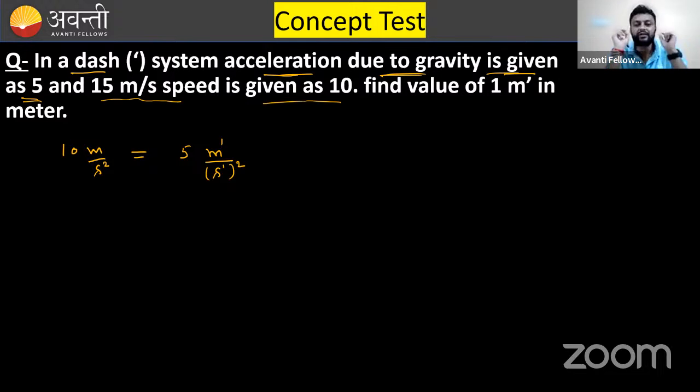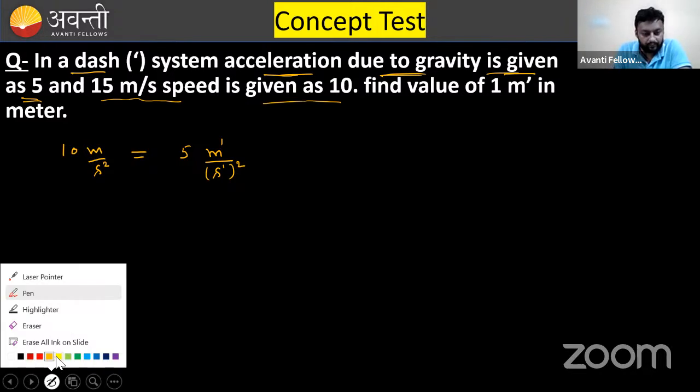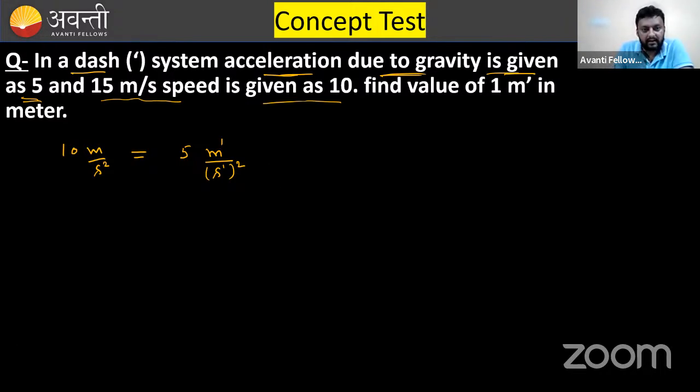Is this first statement clear? The statement I have written, which is in the question. Now, in the second statement, they are saying a speed of 15 meter per second is equal to 10 meter dash upon second dash. Don't consider it as a power, it is dash. Okay. Let's suppose this is equation number one, this is equation number two.